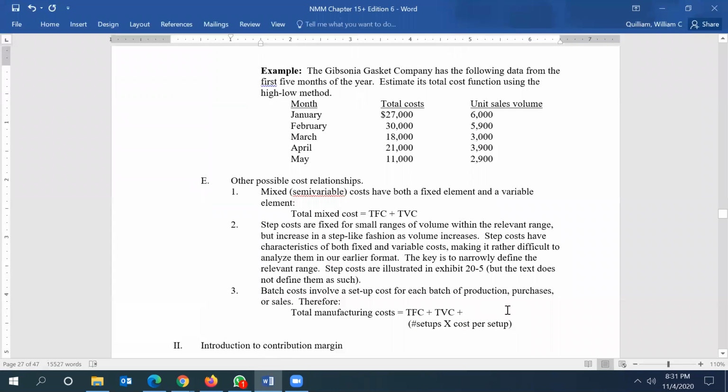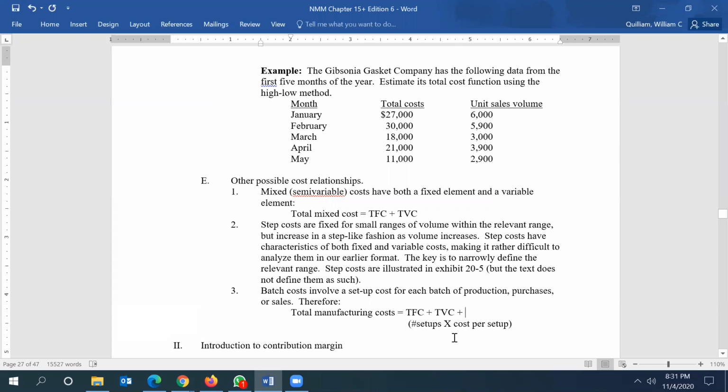Then, lastly, another type of cost relationship is a batch cost. And that involves a set of costs for each batch of production or batch of purchases or sales. So we're switching, for example, from one type of unit to another type on the assembly line. So if we do, we have to stop, reconfigure our machines, put new direct materials on the line, etc. So the cost to switch from one type of product to another type, that would be a batch cost.